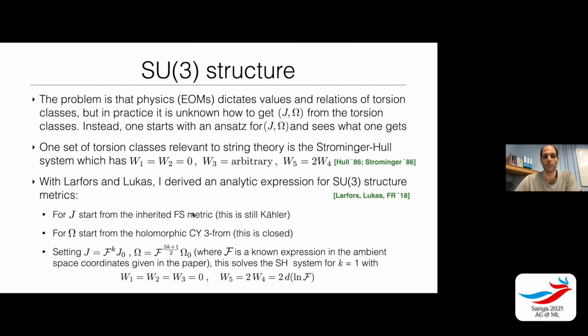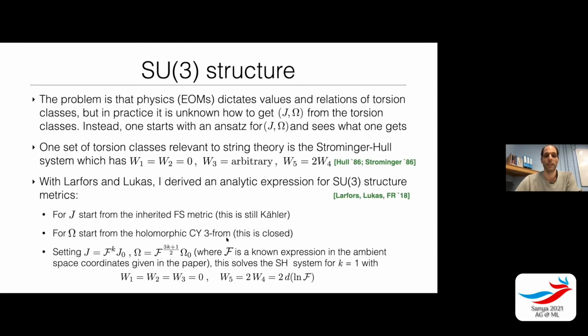So with J, we just start with the Fubini-Study metric, the pullback of the Fubini-Study metric. That's of course Kähler. We start with the holomorphic Calabi-Yau threefold omega. This is of course still closed. And then we modify it by some function f. So f is just a function, and we take its kth power. By this modification, we now generate non-zero dJ and non-zero d omega, such that W2 and W1 and W3 are 0, and W5 is 2 W4.